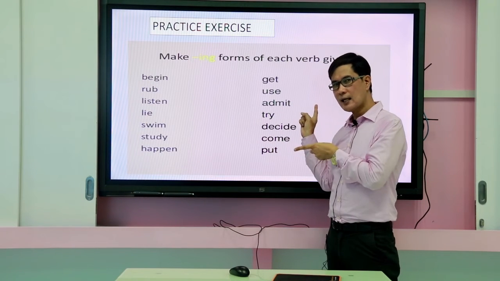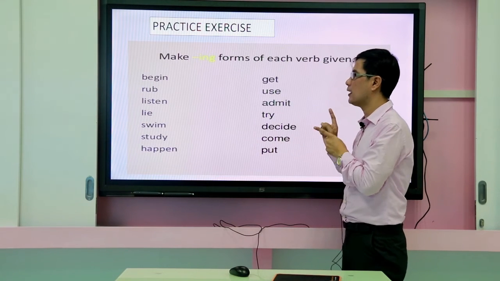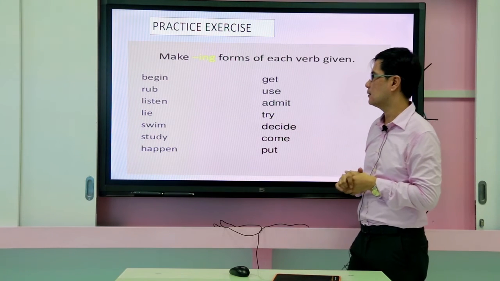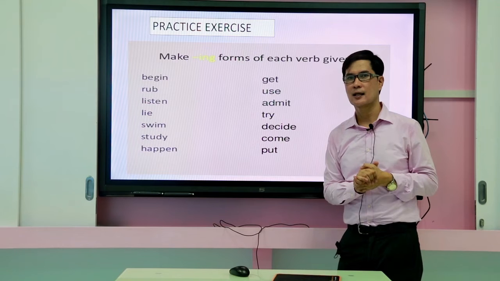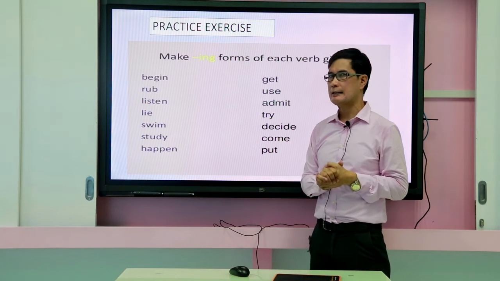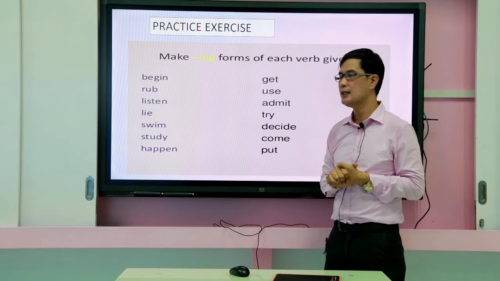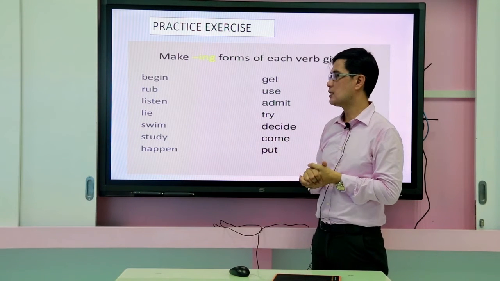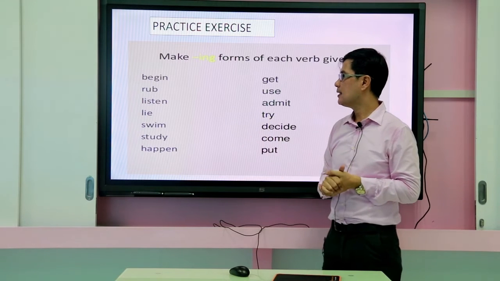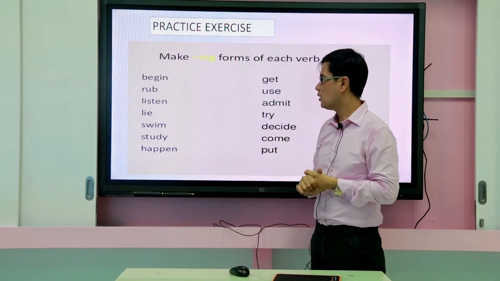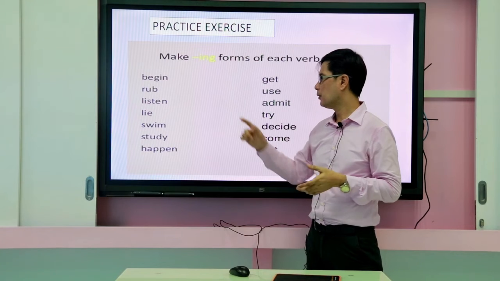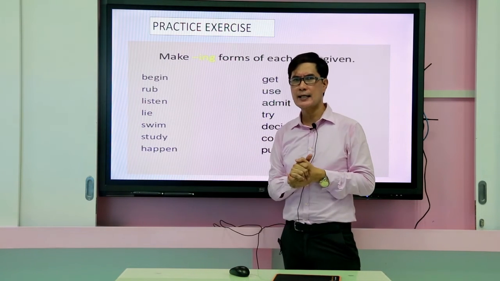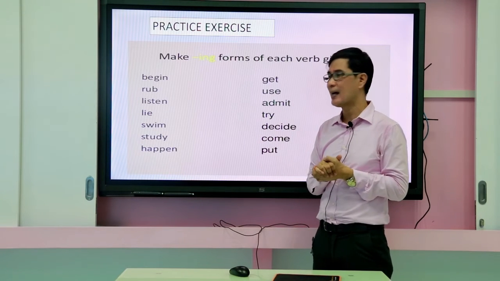I want you to understand this set of verbs given on this slide, and I want you to answer it first, before we reveal the answer. Begin. Is it a double N or just put the ing? How about rub? Do you put another B or just the ing? We have listen, just put the ing, or maybe include another N. How about glide? We just simply put the ing, or drop the IE, convert it to Y, and then add the ing.